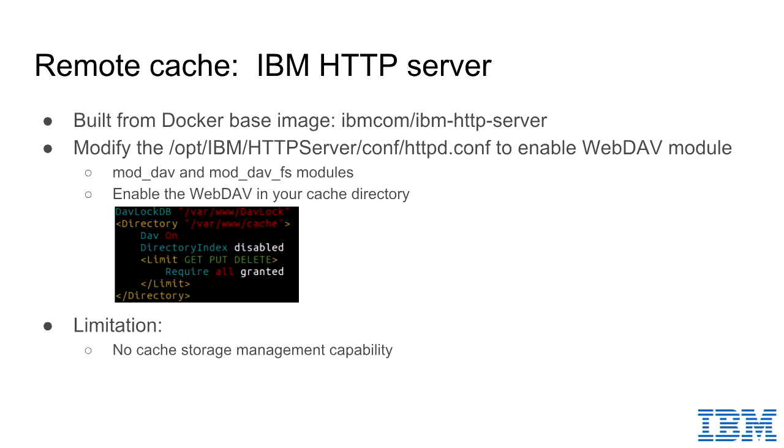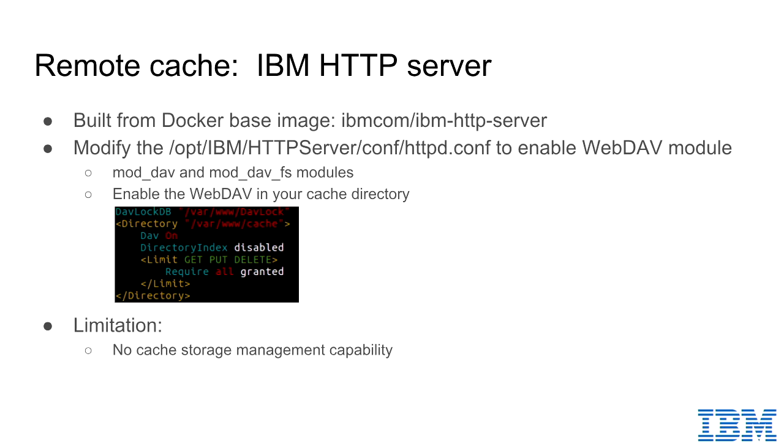The second option we tried is using IBM HTTP Server. The IBM HTTP Server is basically Apache HTTP Server underneath. So the same option can apply to either Apache or IBM HTTP Server. Basically, you need to enable two modules. The first one is mod_dav, and the second one is the mod_dav_fs module. These modules should come installed with most Apache distributions.